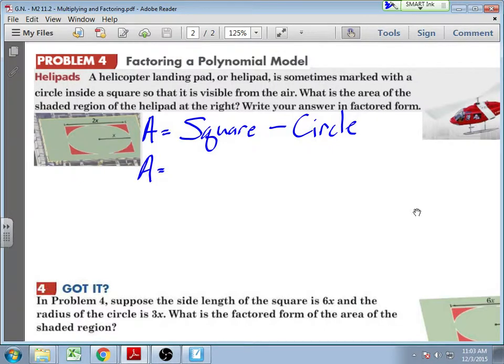So, area of the square. Do you want to keep going or do you want me to move on? Would it be 2x times 2x? Yeah, so we could say 2x squared, and then minus pi x squared. Pi times x squared.